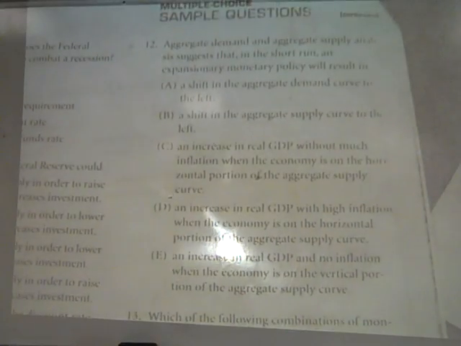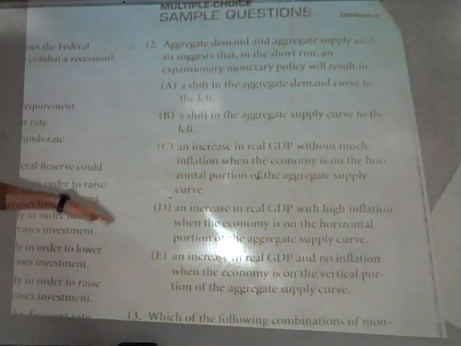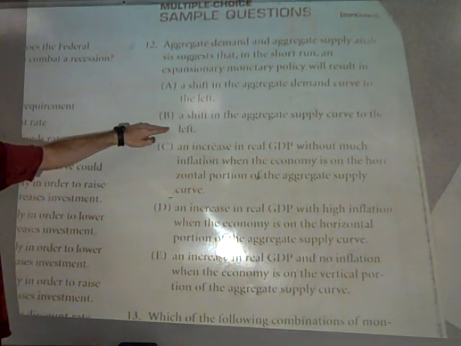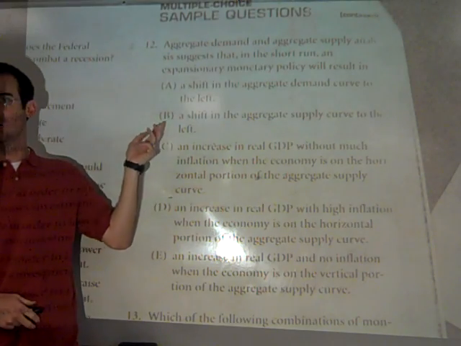All right. Let's go to 12. Aggregate demand and aggregate supply analysis suggests that in the short run, an expansionary policy will result in. Okay. What's expansionary policy? It's aggregate demand to the right. Not aggregate demand to the left. Short run, the aggregate supply curve doesn't really move. All right, or I wouldn't move it.